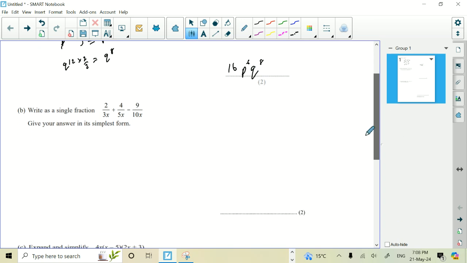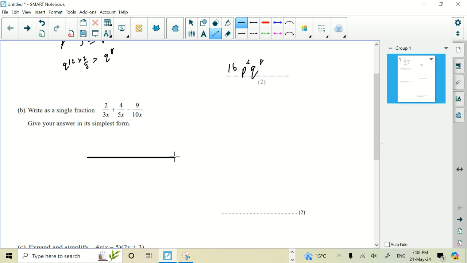Okay, let's move on. Write as a single fraction 2 over 3x plus 4 over 5x minus 9 over 10x. We need an LCM here, and our LCM will be the lowest common multiple of 3, 5, and 10, which is going to be, of course, 30. But it's going to be 30x.